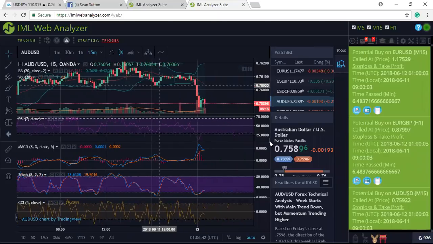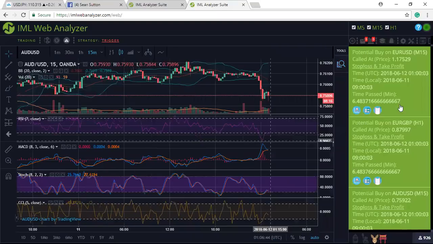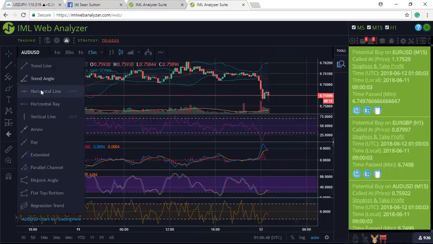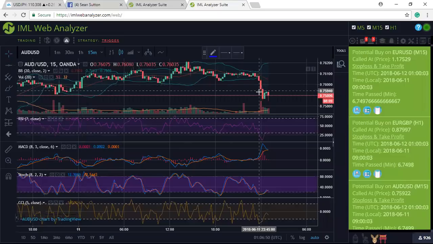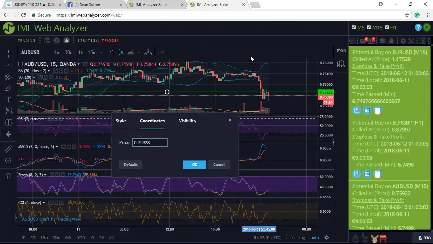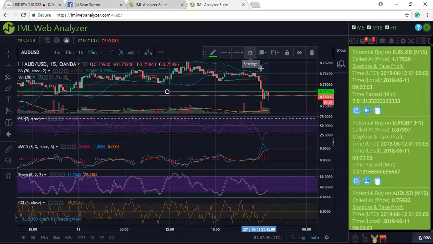All right, so first thing you're gonna notice here is you got your chart, you got your setups over here to the right. Let me plot my entry real quick for this. It was 75931. And the target was 76140.